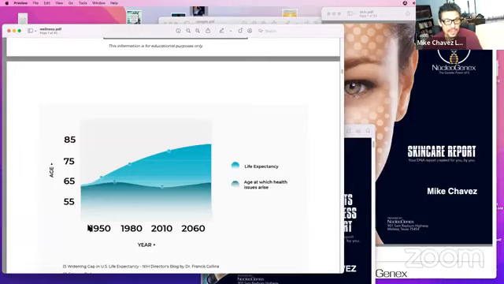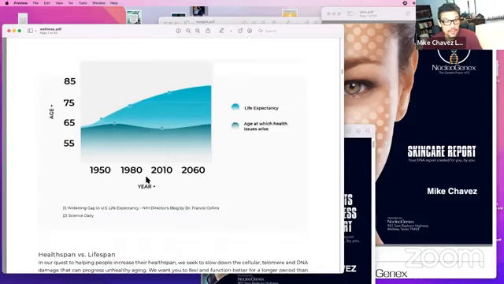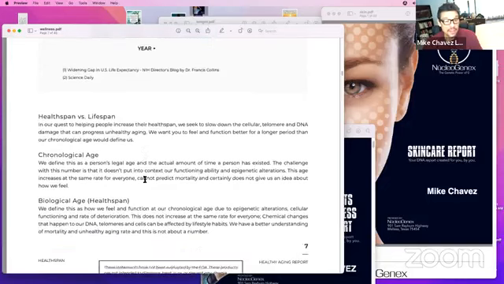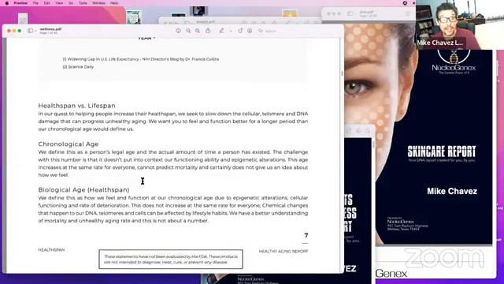If you see in the 1950s, our life expectancy was around 65. And then by 2060, the average life expectancy is going to be around 75. But you can see on this graph when the health problems start to arise as we get a little bit older. So again, I was in my early 50s, late 40s when I got all this done. Talks about the difference between chronological age and biological age.